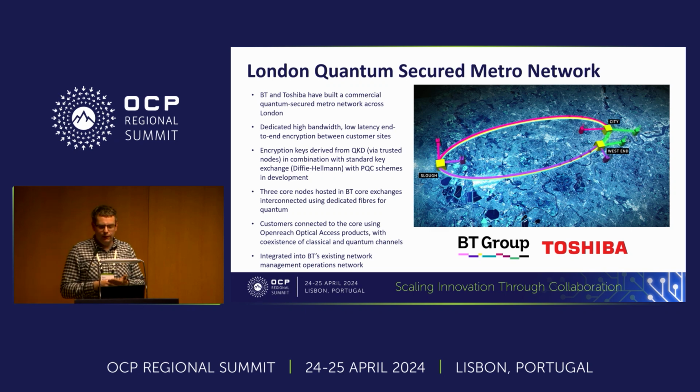Customers connect into our core exchanges using Openreach's optical access products, and in those we have a shared fiber with both quantum and classical channels. And also, as part of this, we've integrated this into our management and operational network within BT.